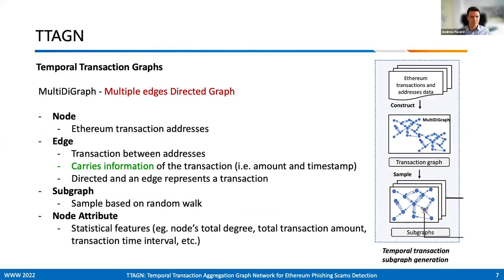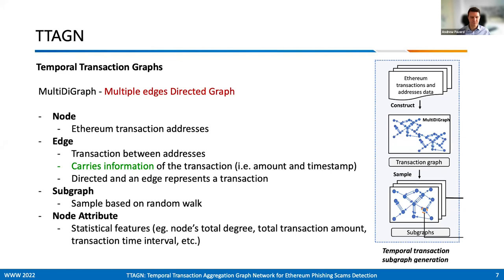To address the above challenges, in this work, we propose TTAGN to enhance phishing scam detection on Ethereum by effectively utilizing transaction temporal information. First, based on a large amount of Ethereum transaction data obtained, we build a large-scale Ethereum transaction multiple-edge directed graph. In the transaction graph, we use nodes to represent Ethereum transaction addresses and edges to represent transactions between addresses. Multiple edges may exist between two nodes, and each edge carries information of this transaction.